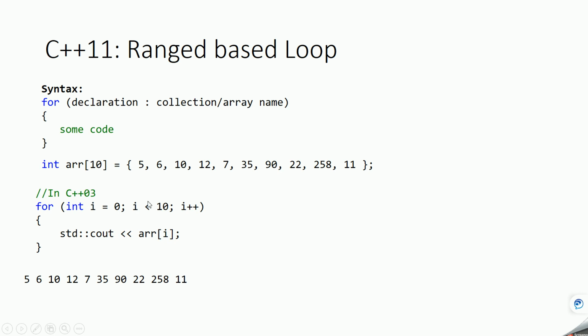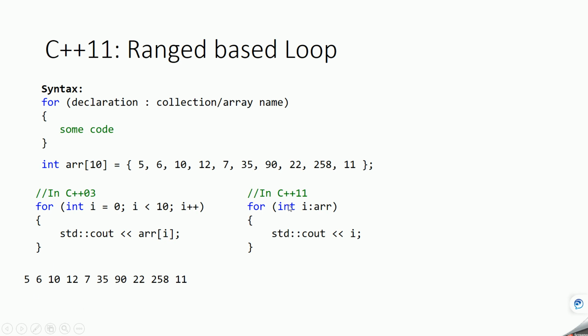But in C++11, you can do the same thing using a range-based loop this way. You give the declaration first. The declaration is nothing but this: int i, then a colon, and then the collection or array name. Here the collection is this array. So what will happen? This i will point to an element of this array. First time i will be 5, then second time i will be 6, then third time i will be 10. Like this it will keep on printing. So this line of code will also display this output.